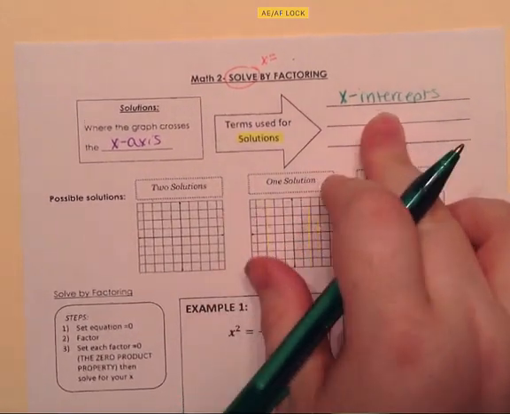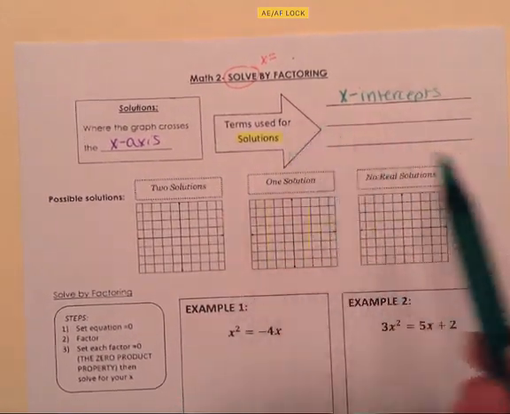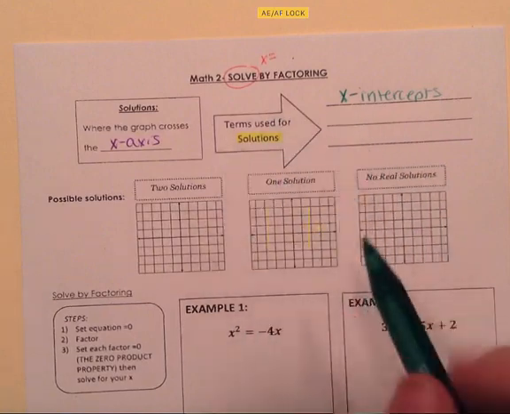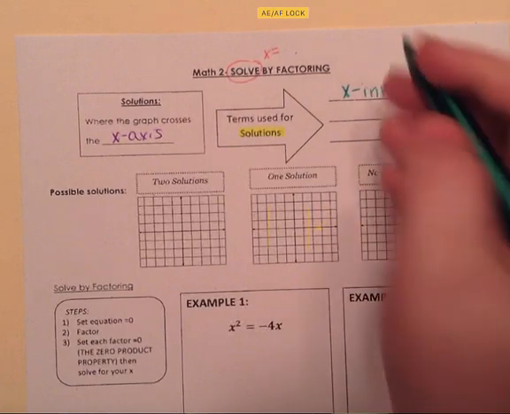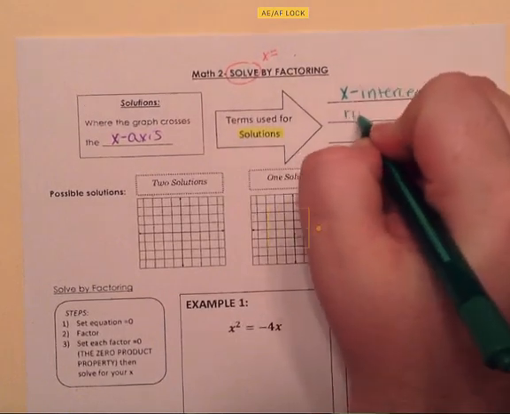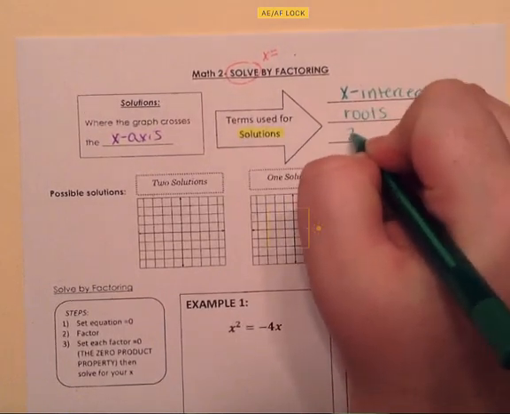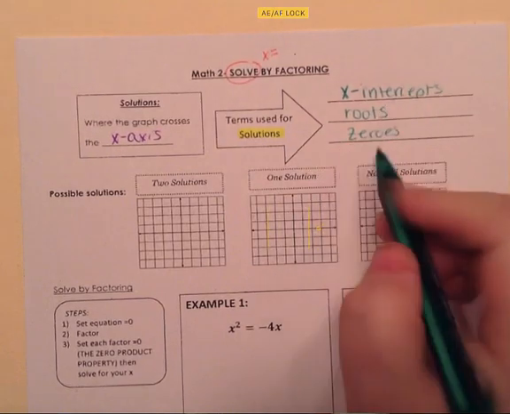I've used before in previous videos m and n. So you're actually finding your m and n value just like we have before. Other words for x-intercepts are roots and zeros, because it's when the y value is 0.